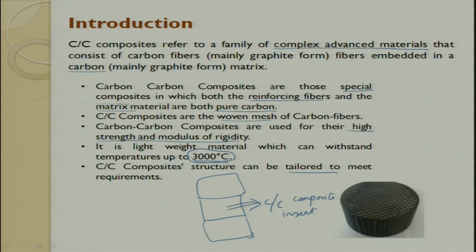They are added in between as a sandwich. So, assume this is a metal. You have two metals and then in between you have carbon-carbon composites for the required application. Again, as I told you, it can be in the form of a woven mesh. So, this is a 3-dimensional version. This is a preform which is made out of carbon fibers and through which the carbon matrix is infused.